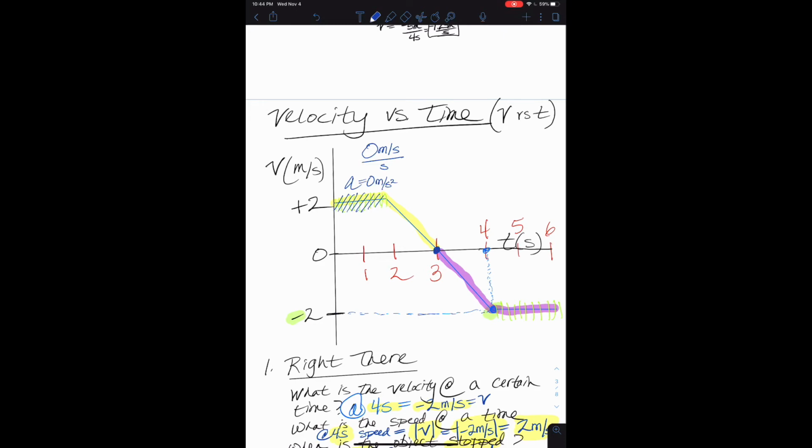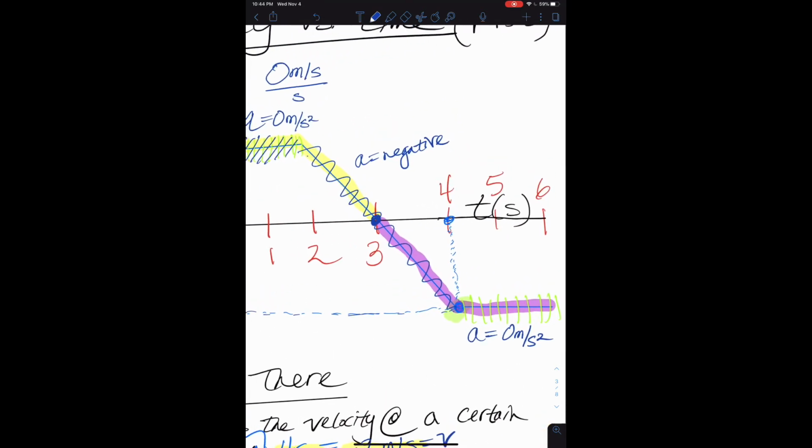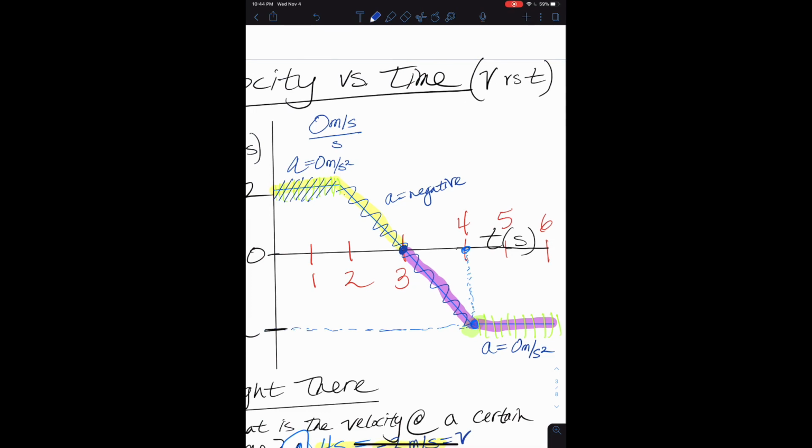Then, right here, on that squiggly wavy line, from 2 to 4 seconds, this is an acceleration that is positive or negative. It's going down and to the right. We should say the acceleration there is negative. And then finally, the acceleration is back to 0 right here. So let's go ahead and calculate this negative acceleration at time 3 seconds.